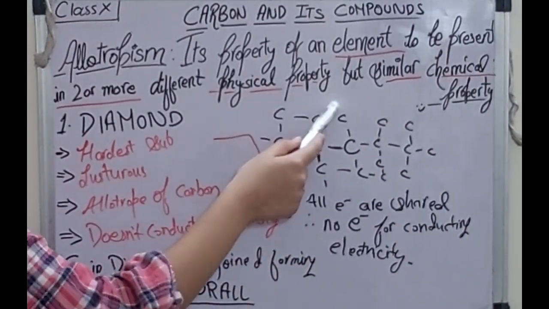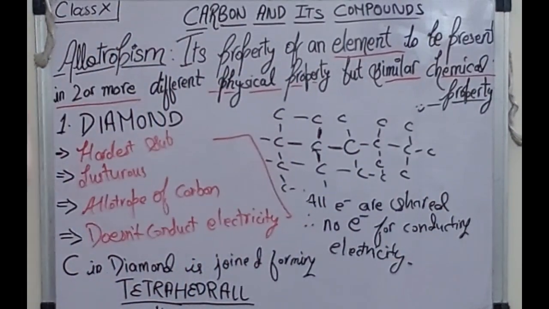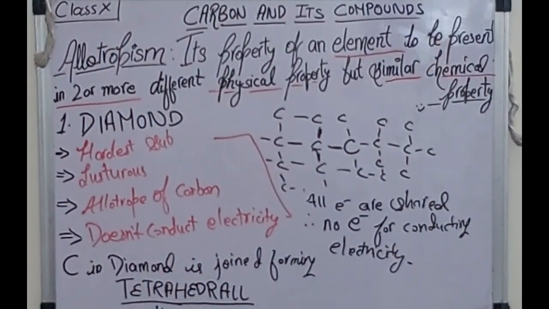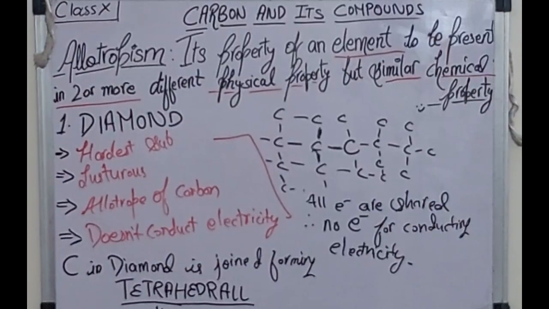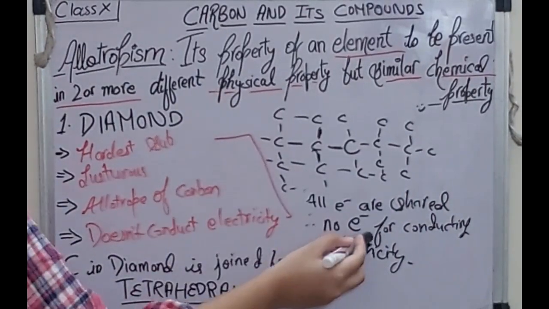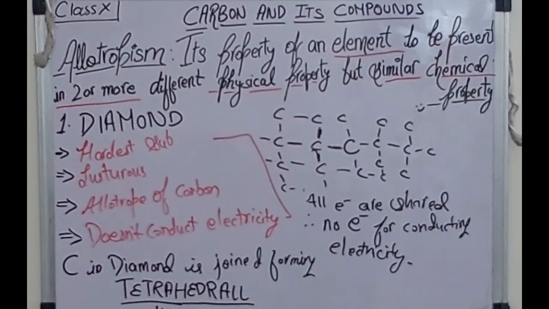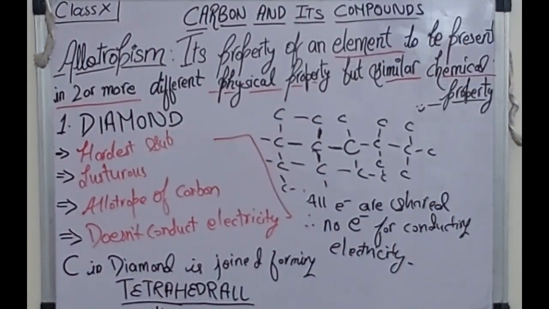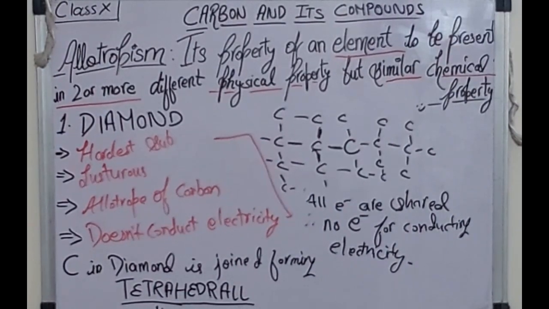But when you see a complete structure of diamond, every carbon is sharing electrons, no electron is left behind. And when there is no electron, electricity will not be conducted, because electrons are obviously needed for conduction of electricity. We have studied this in our previous chapters as well.